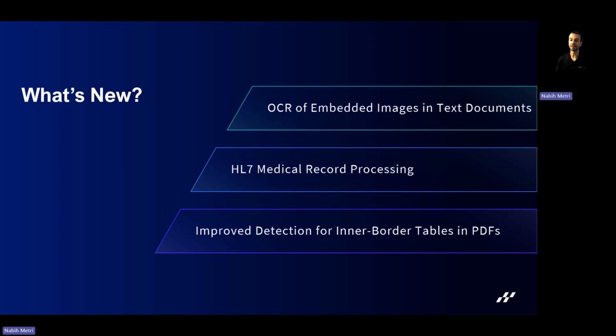Next, we'll cover HL7 medical record processing. This enhancement makes it possible to automatically detect HL7 records and transform them into usable formats while maintaining fidelity. And finally, we'll look at improved detection for inner border tables in PDFs. This capability strengthens our ability to capture structured data from documents that previously would have been difficult to process accurately. Together, these updates represent important steps in making more of your content accessible, trustworthy, and ready for AI and more.